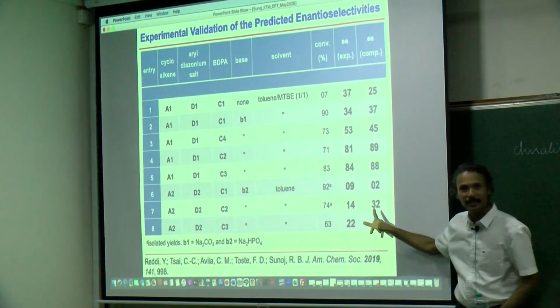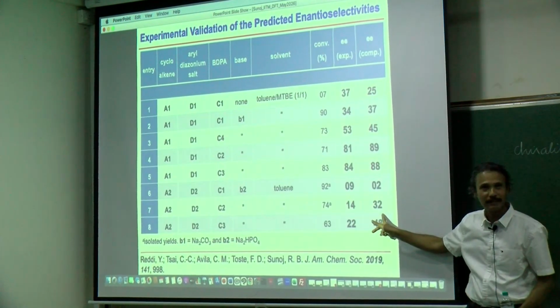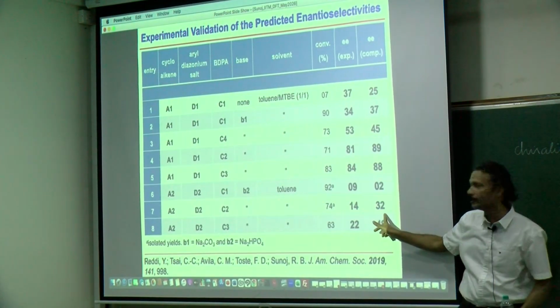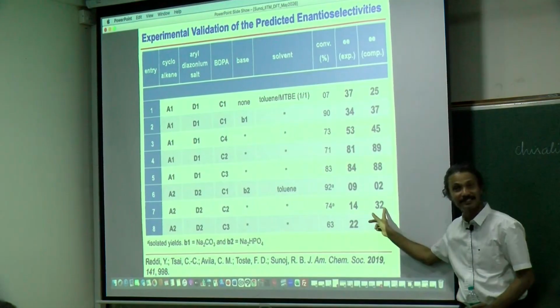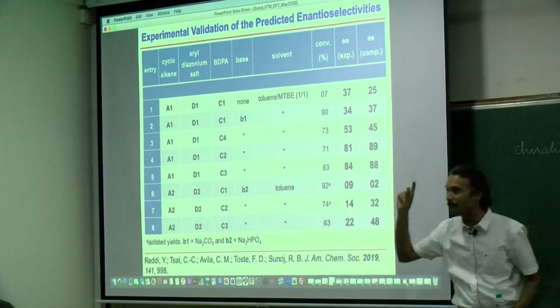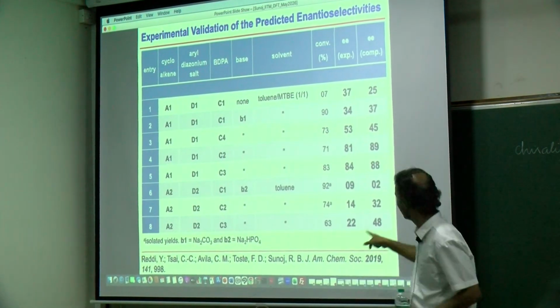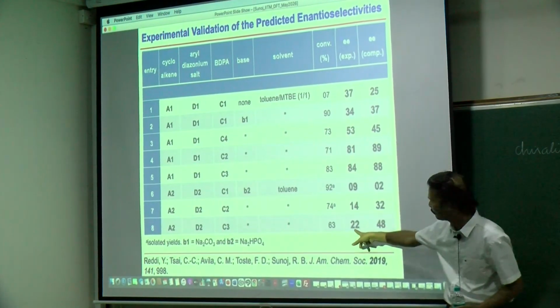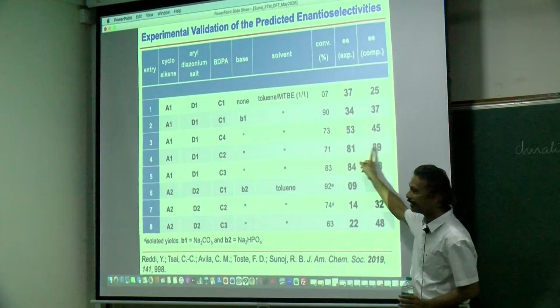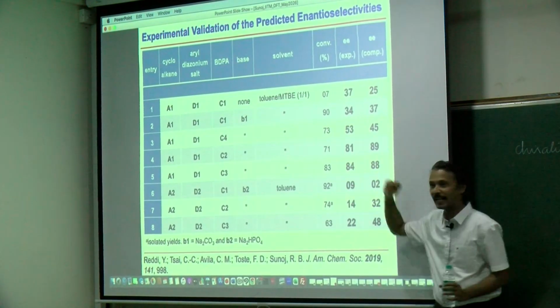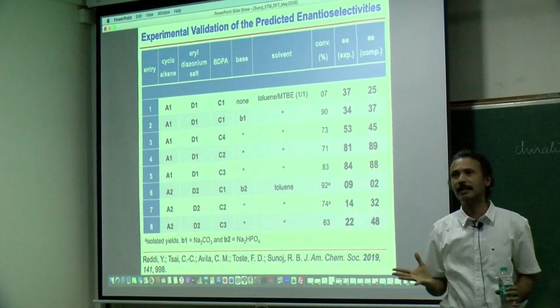We did not tell them that it is predicted 32. We did not tell them. Why would they do the experiment then? 14% experimentally. And they would be equally disappointed, but for us it's a pleasure that we could make them do a low EE reaction and a moderate EE, poor experimental. Look at high EE, 89 predicted, 81. 88 predicted, 84 experimental. This is real fun.